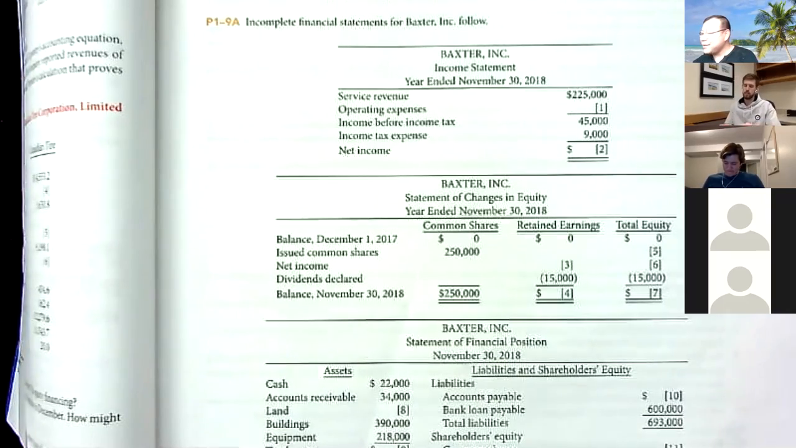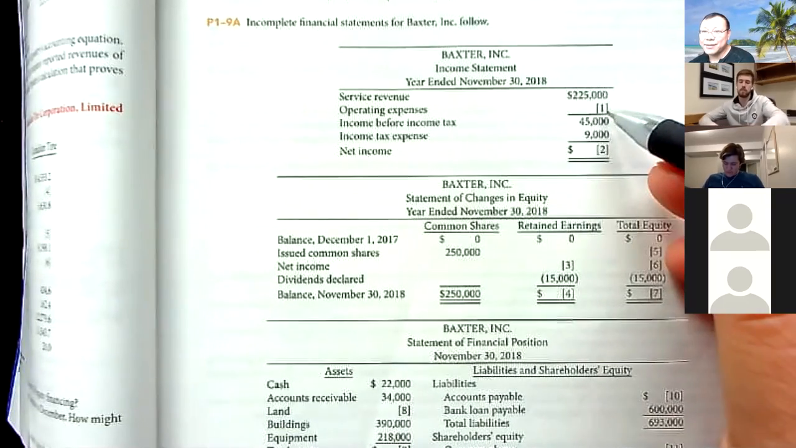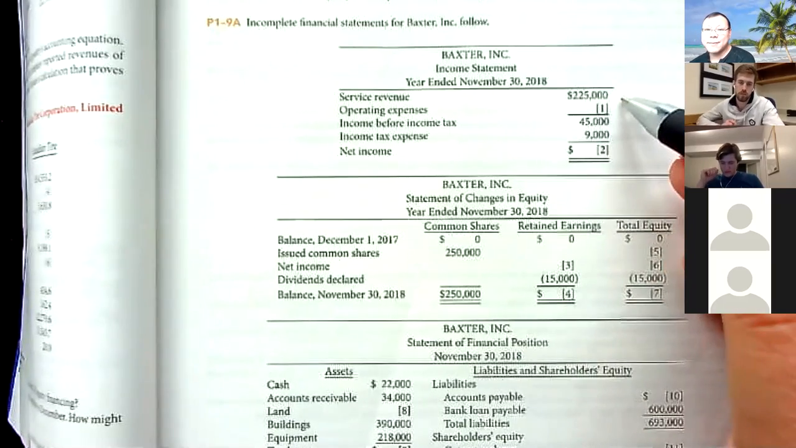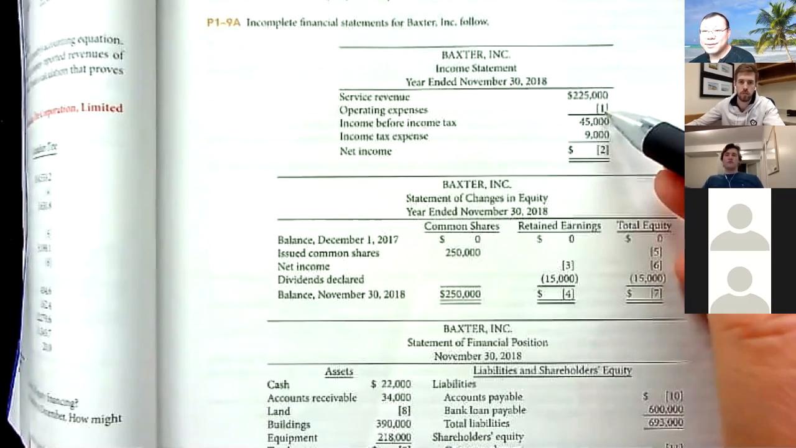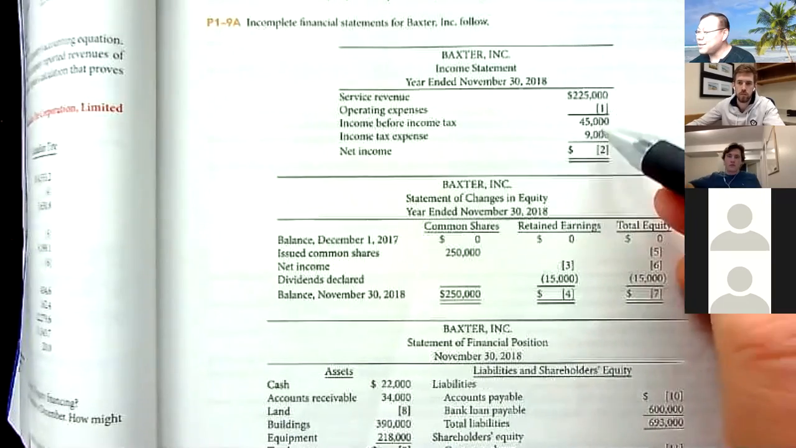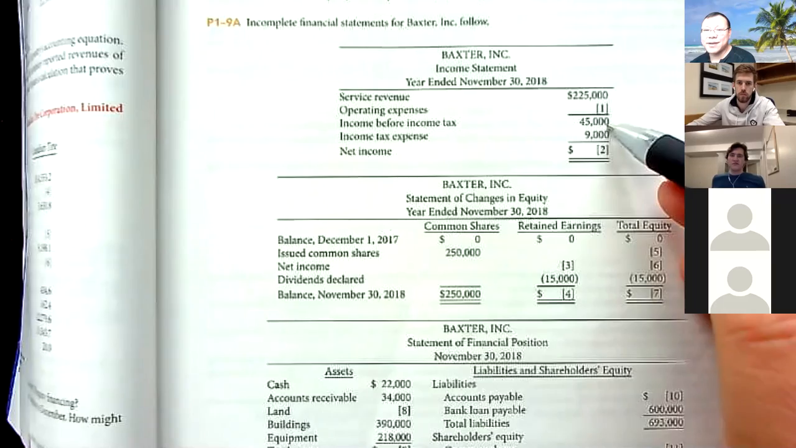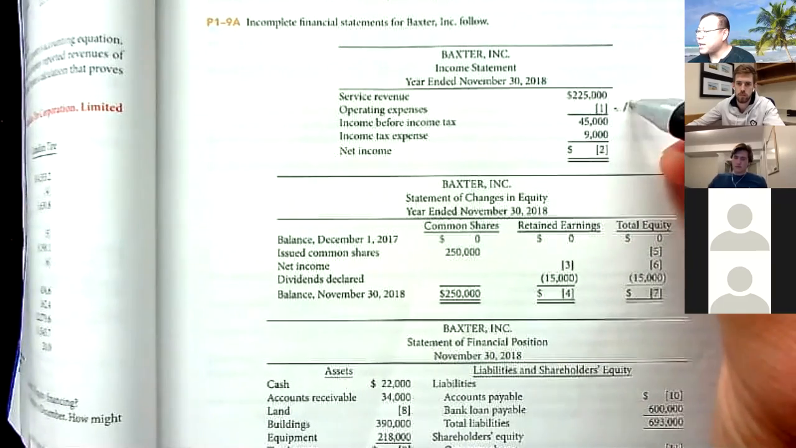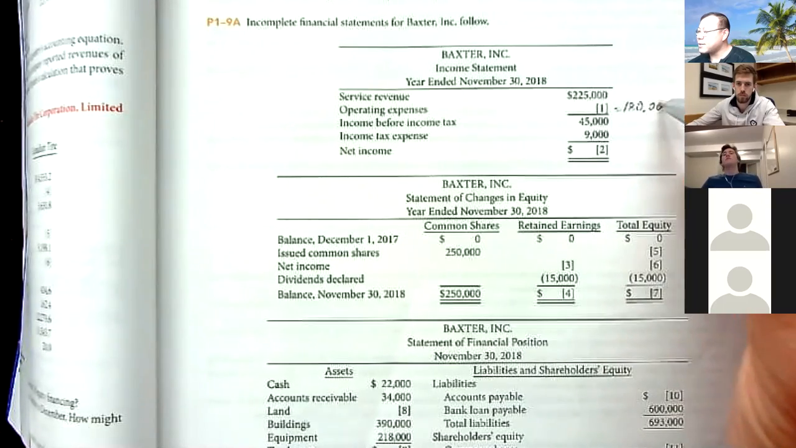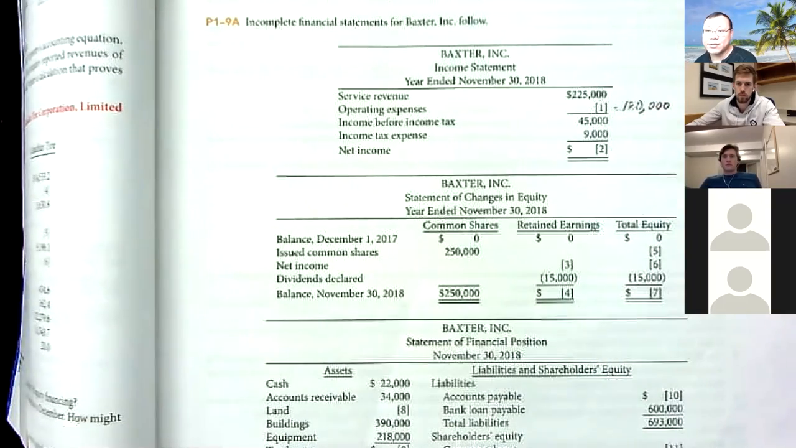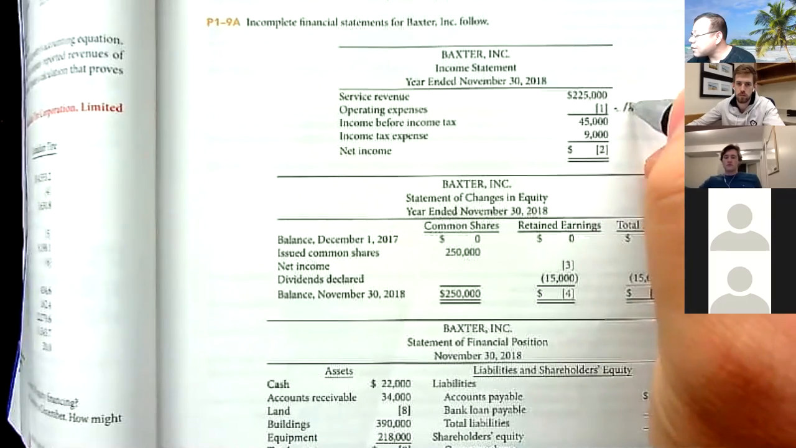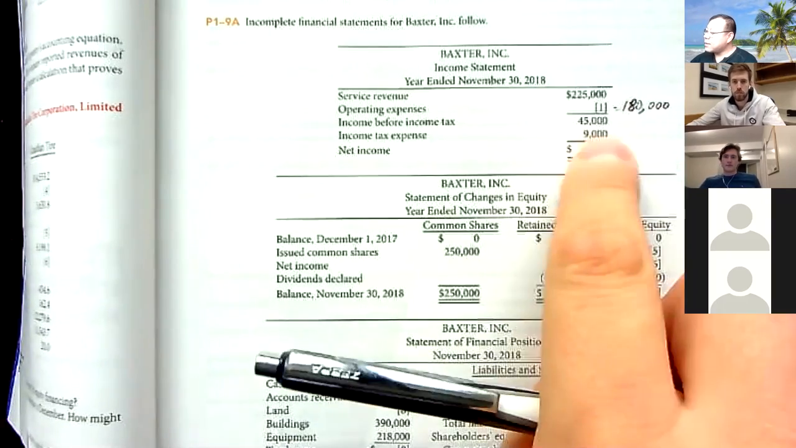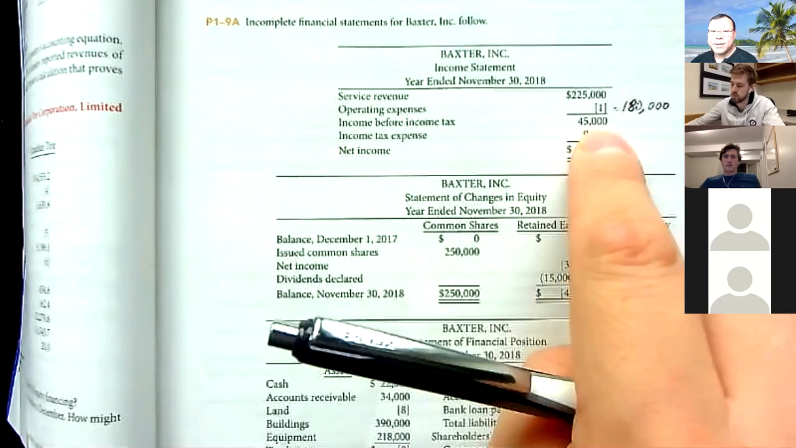So number one, that's this one here, right? You have a revenue of 225,000, and then subtract number one equals 45,000. So number one should be 180,000. Does that make sense? Okay, and then that's your income before income tax.